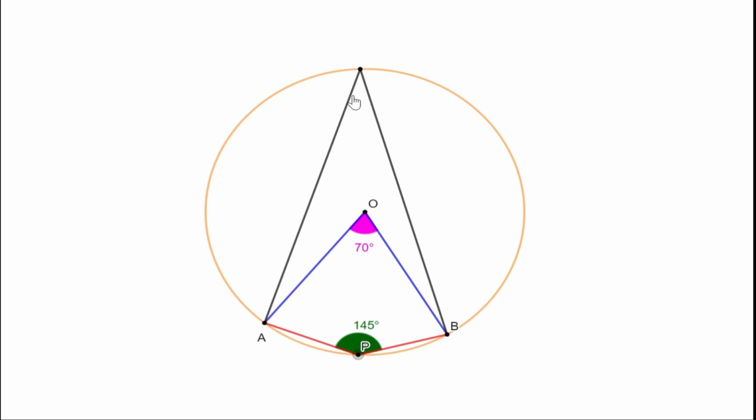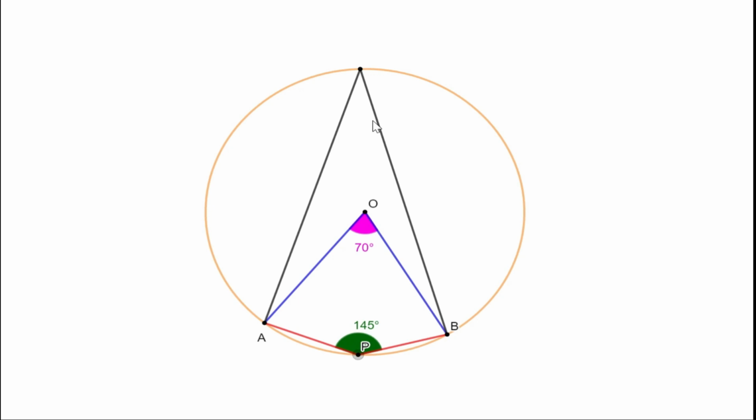Let us check. This angle is half this central angle and this angle is half this central angle. And to find the sum of these two angles, we have to find half this angle plus half this angle. And we know the sum of these two angles is 360. So half the sum of this angle plus half the sum of this angle means half into 360 or 180. That means the sum of these two angles is always 180 or supplementary.